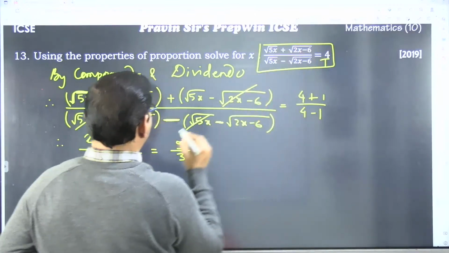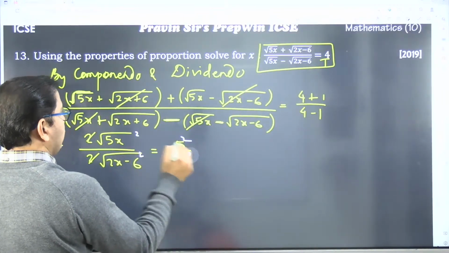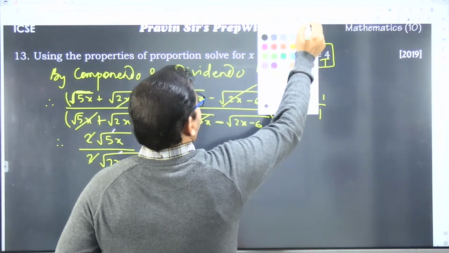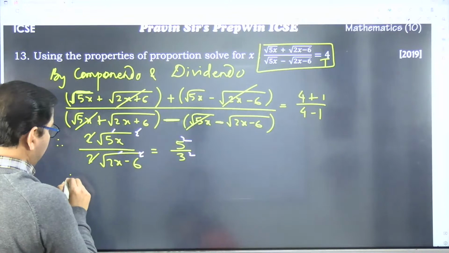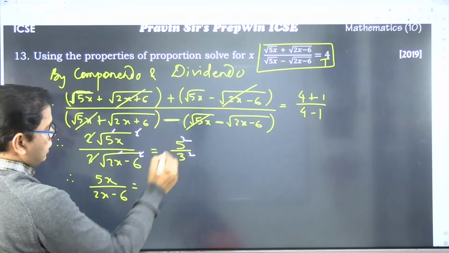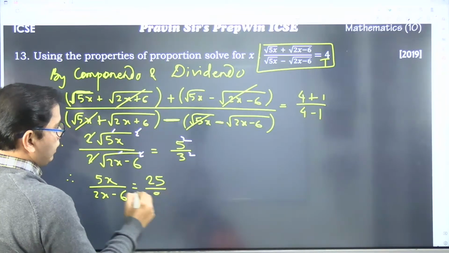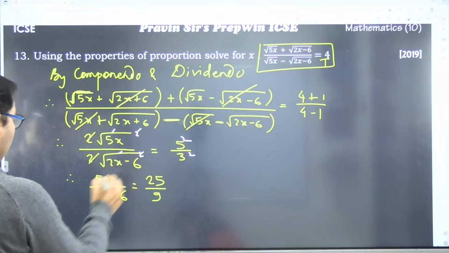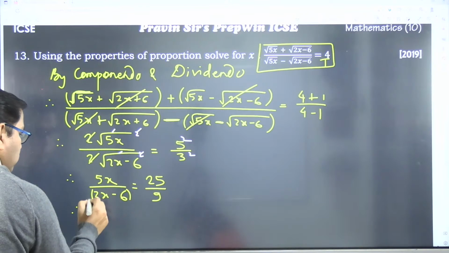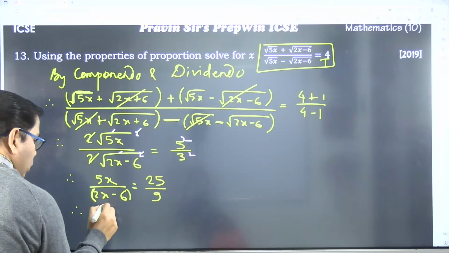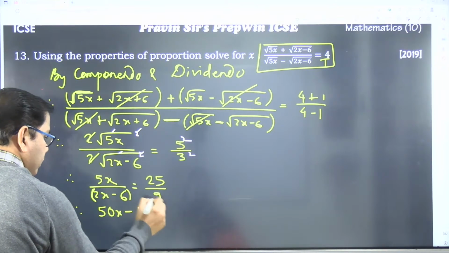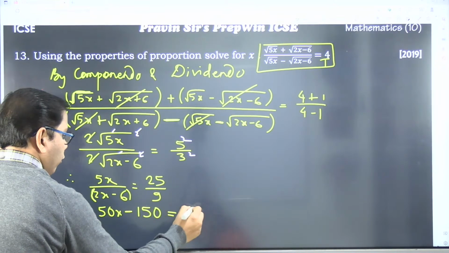Take squares on both sides, right? So root and square cancel. What is my answer? It is 5x upon 2x minus 6 is equal to 25 upon 9, isn't it? 5 square is 25. Okay, cross multiply. 25 into 2. Okay, two terms, so both get multiplied. Put a bracket. 25 into 2 is what? 50x. 25 into 6 is what? 150. And 9 into 5 is what? 45x.